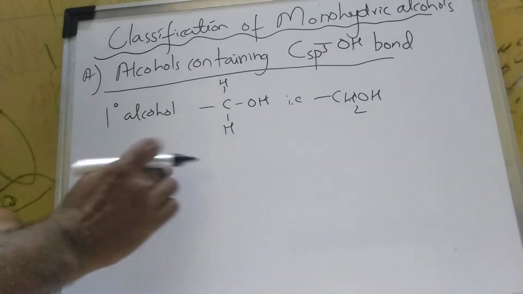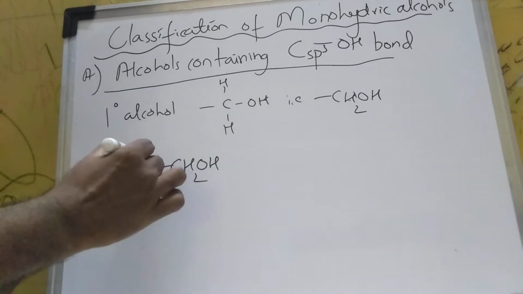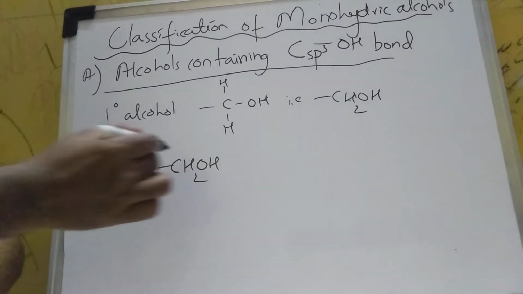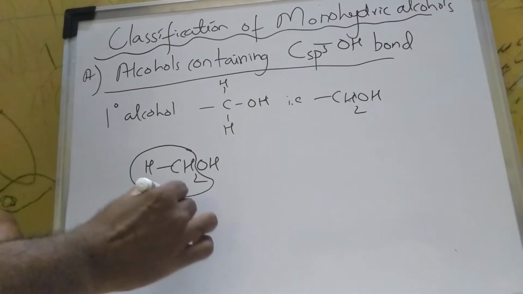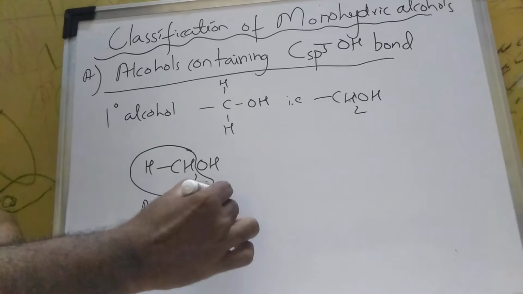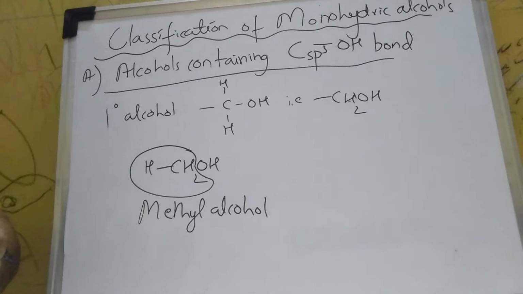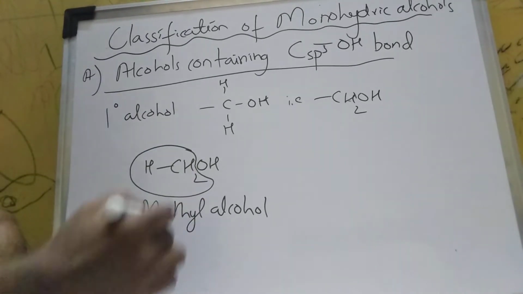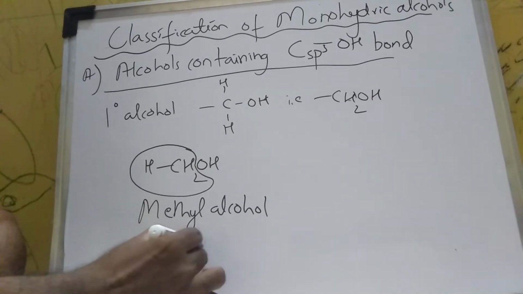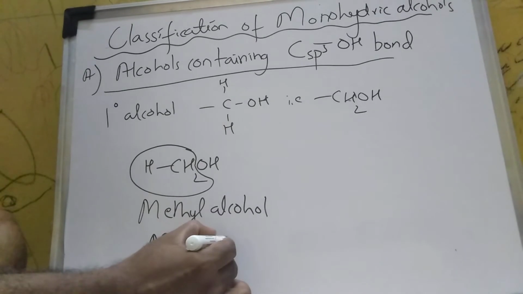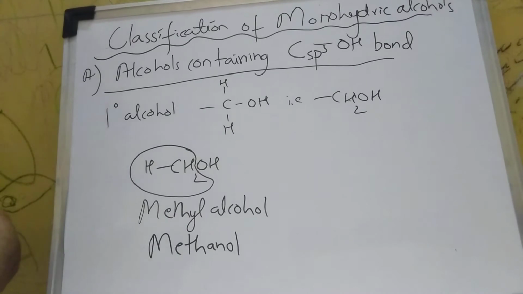So the examples over here are CH3OH, one H attached over here, so this particular group forms methyl. CH3OH is termed as methyl alcohol, or the IUPAC name is alkanol. Alkane with one carbon atom is methane. Remove the word E, add OL: methanol.